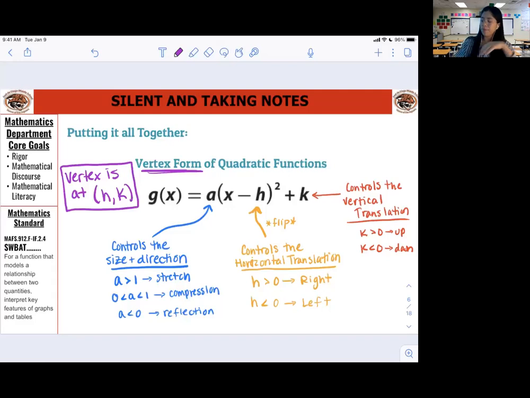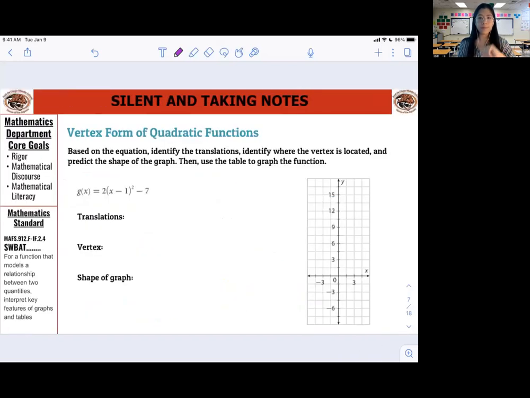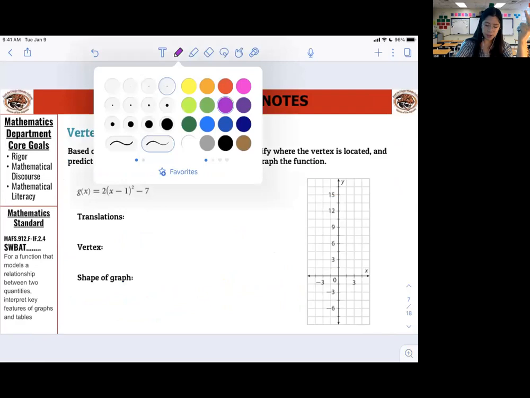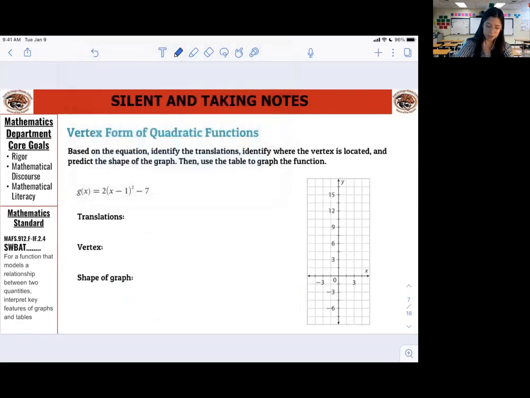All right. Let's take a look at our first example. I have not put it on the coordinate plane yet, because first we're just going to look at this function equation. And now I have numbers, right? I know the value of a, I know the value of h, and I know the value of k. So I want to start by writing those three things down.